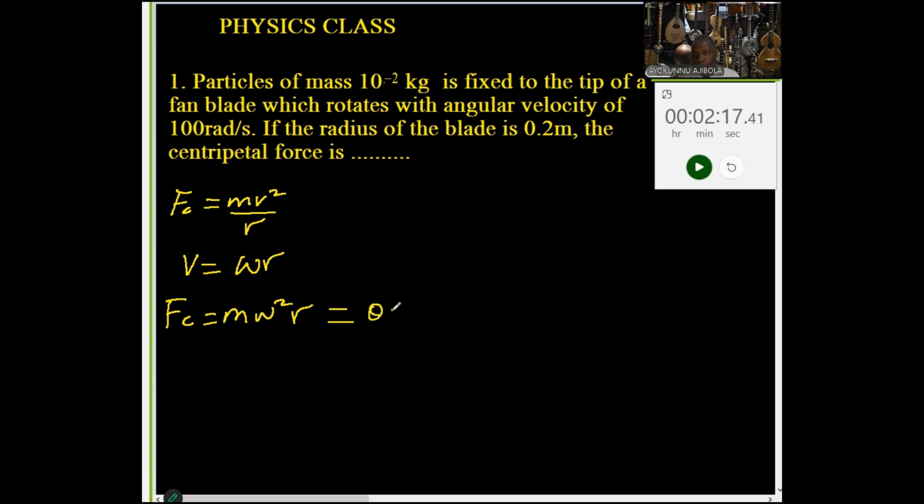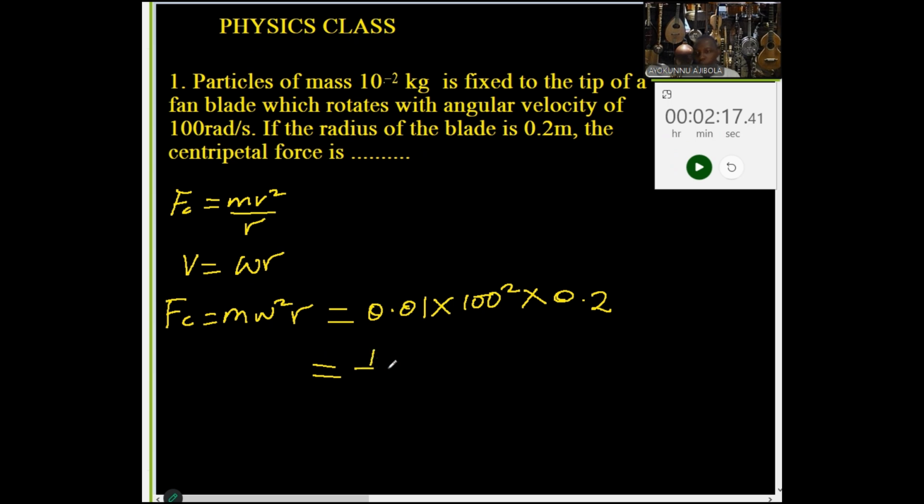So 0.01 times the omega, which is the angular velocity, so 100 squared, then times the radius, which is 0.2. So do this and tell me your answer.